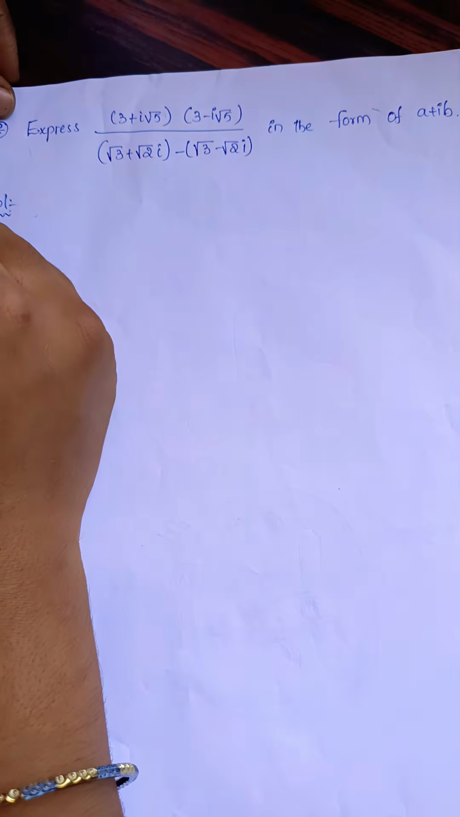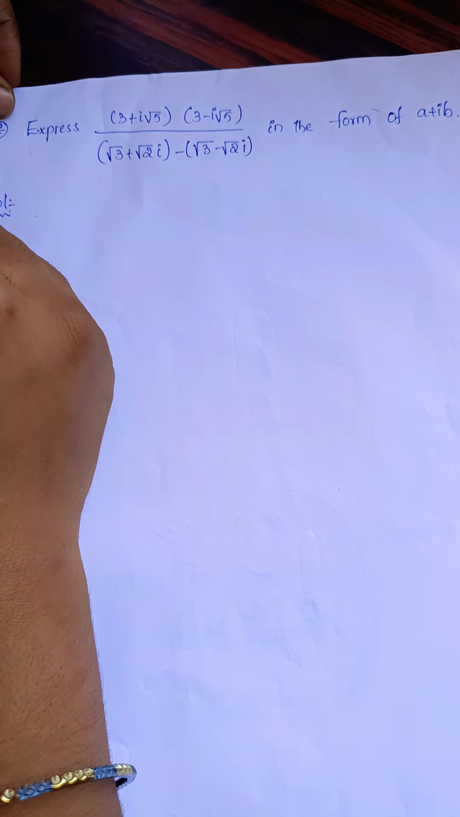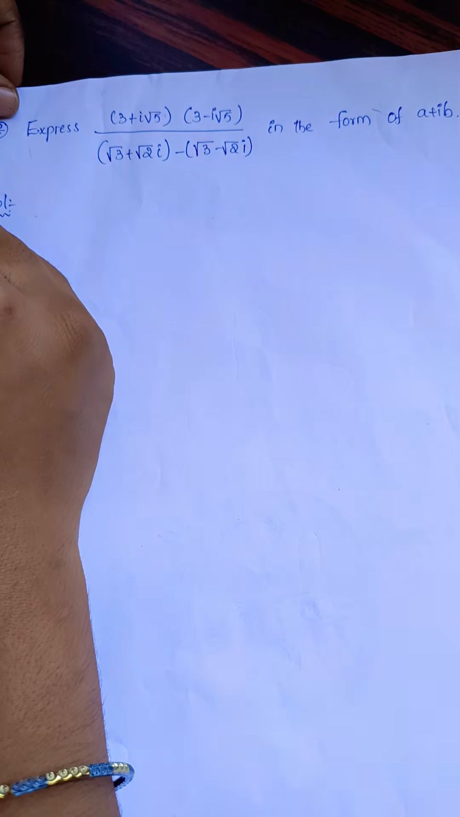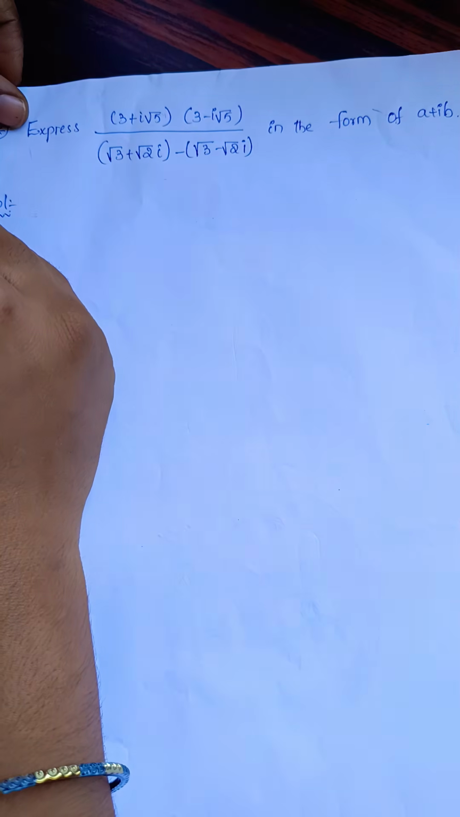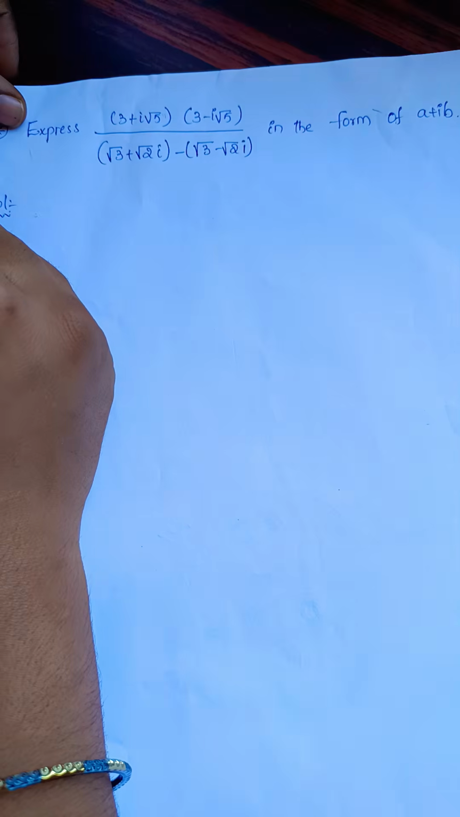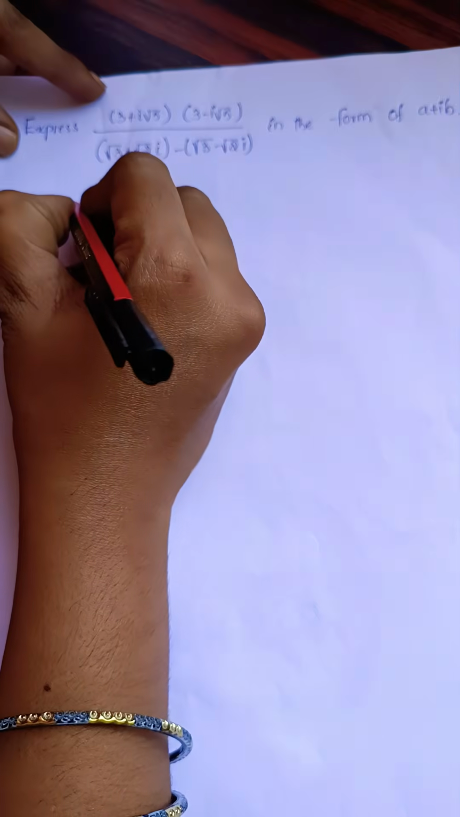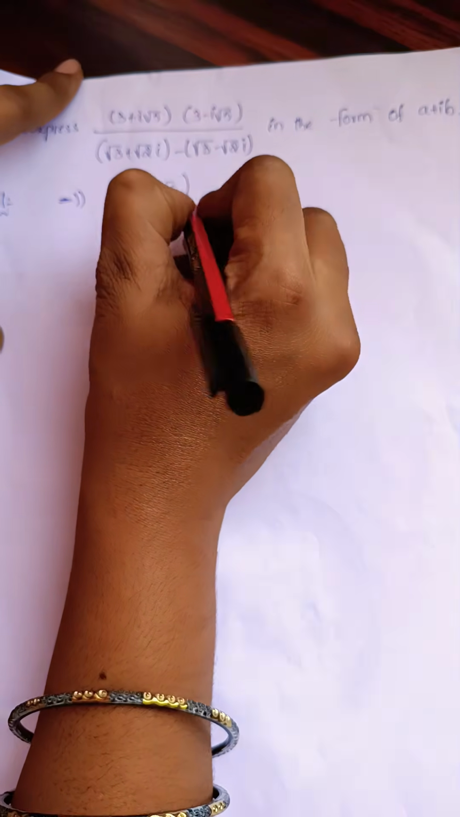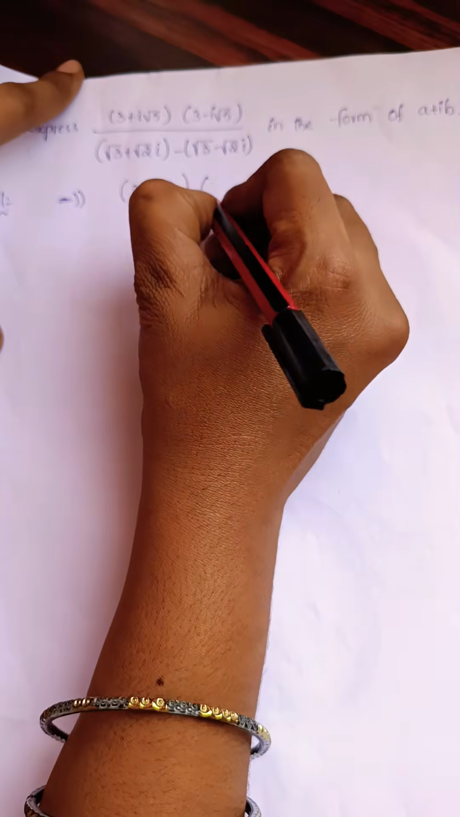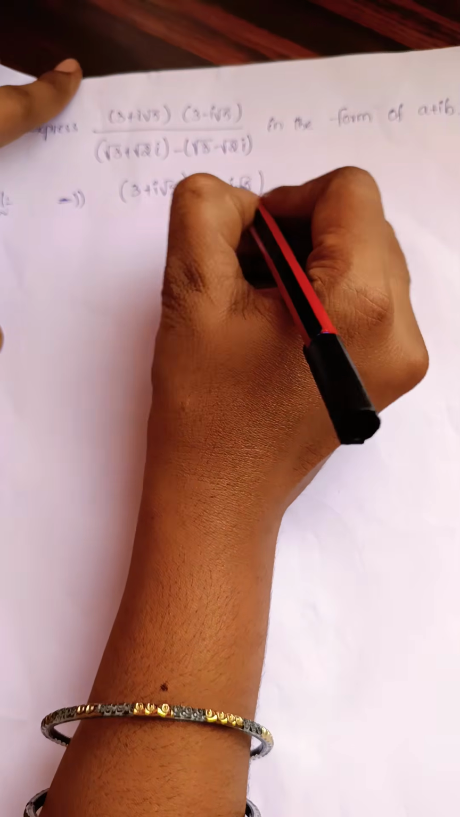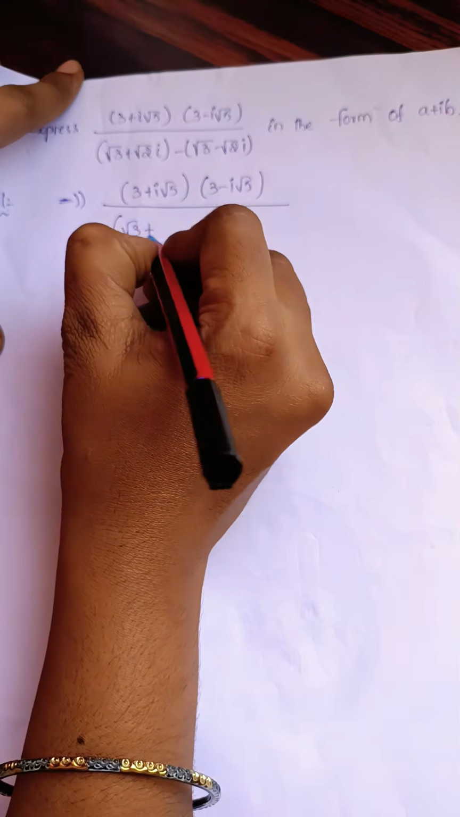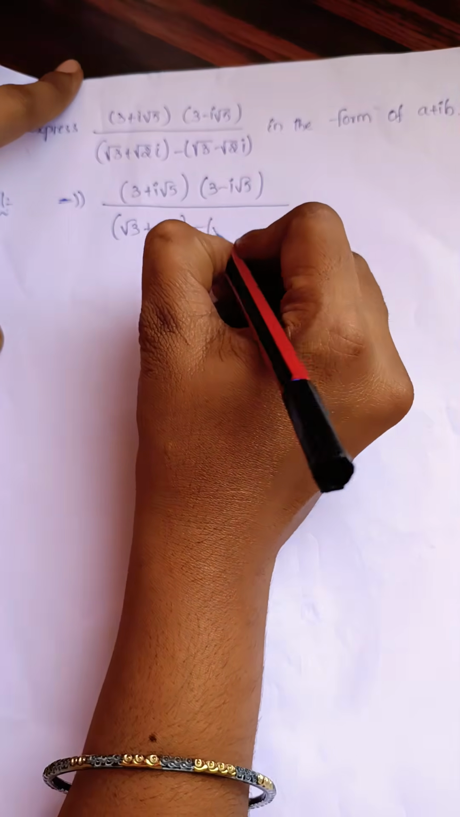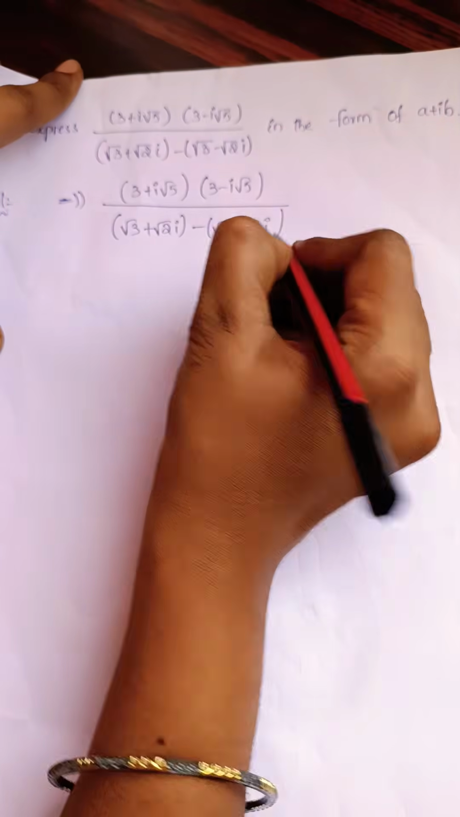In this chart we solve this problem. The problem is to express (3 + i√5)(3 − i√5) / (√3 + √2 i) − (√3 − √2 i) in the form of a + ib. The given problem is (3 + i√5)(3 − i√5) divided by (√3 + √2 i) − (√3 − √2 i).